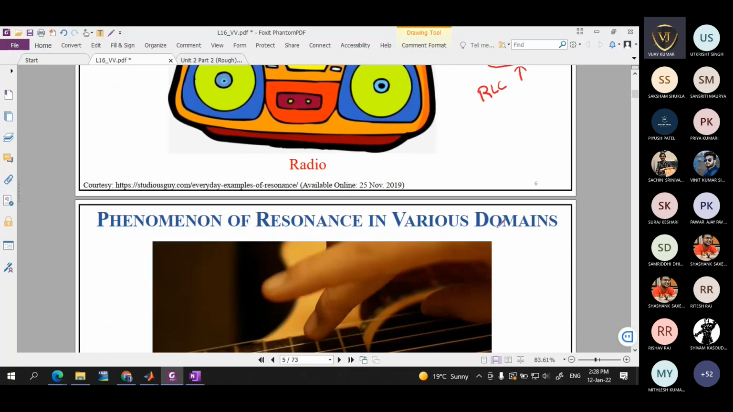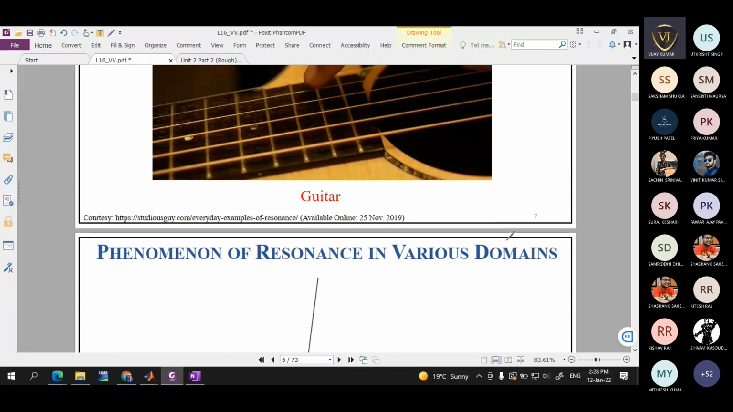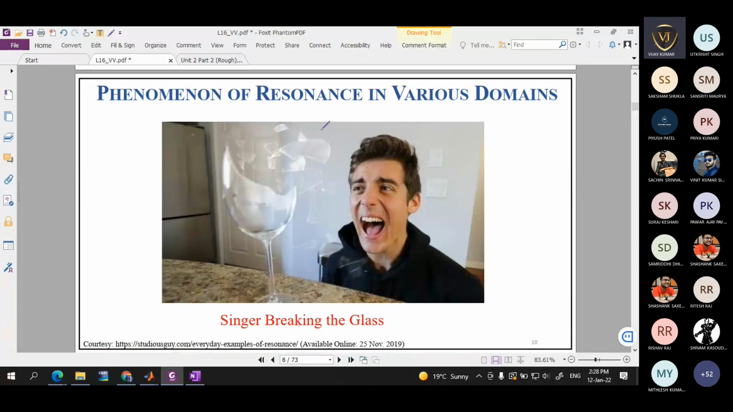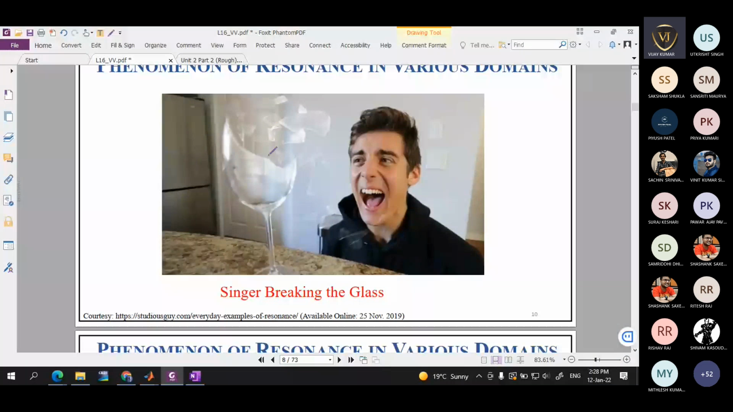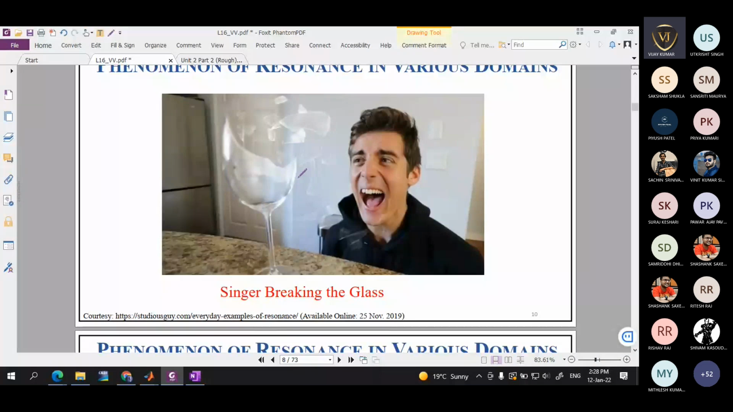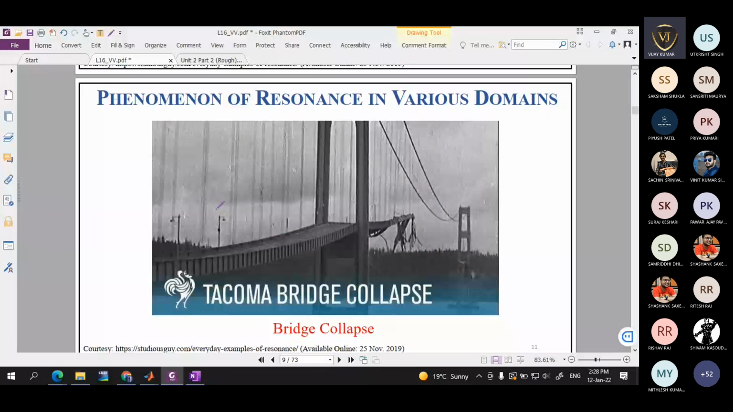A guitar also has this resonant condition, and so does a pendulum. These things are not required for us, but you can see a wine glass. It can be broken if you apply a frequency near its natural frequency. Each object has its own natural frequency, and if you match that frequency, you can break the glass. One more thing: this is a bridge.